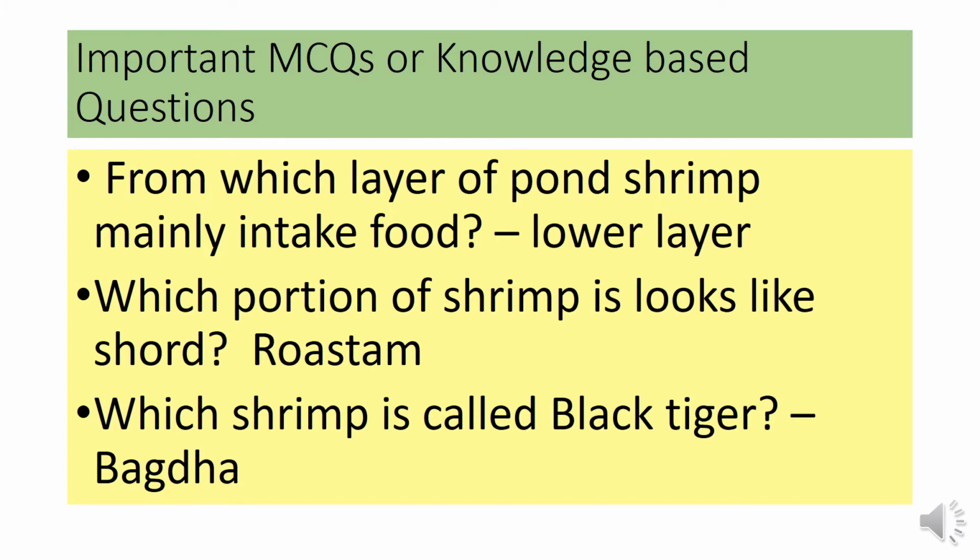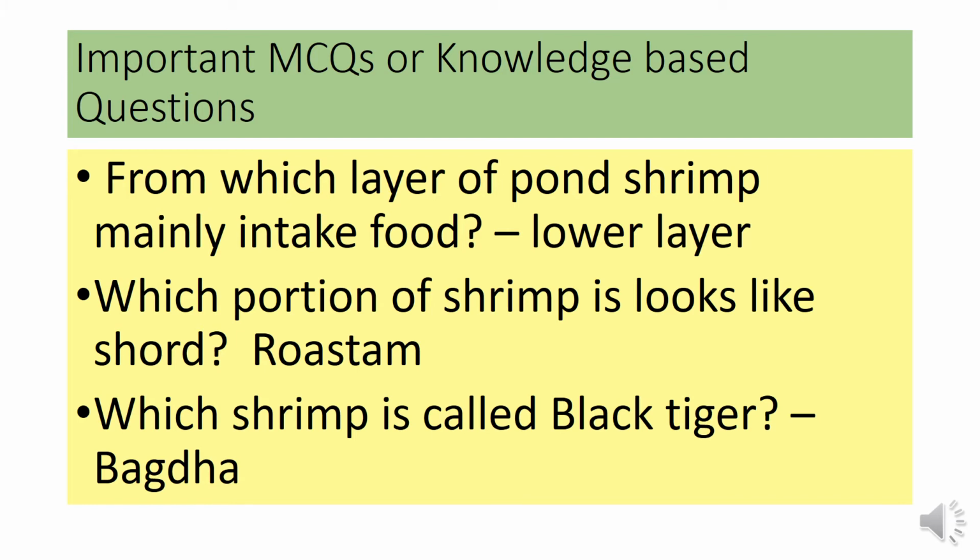Here you can see another important knowledge-based question: shrimp mainly take food from which layer of the pond? A pond has three layers: upper layer, middle layer and lower layer. Mainly shrimp stay in the upper layer and take food from the upper layer. Which portion of shrimp looks like a sword? Mainly at the front of the head, one sword-like portion is present. This portion is called the rostrum.